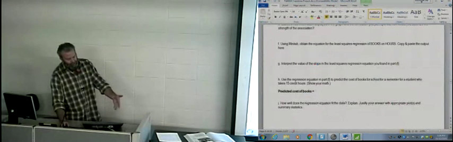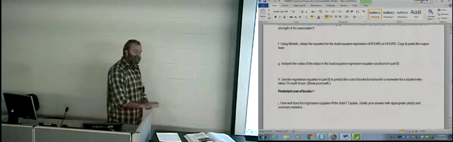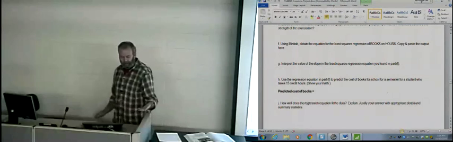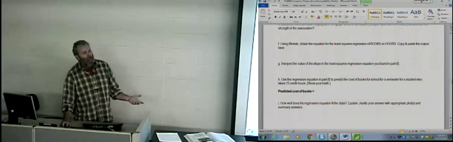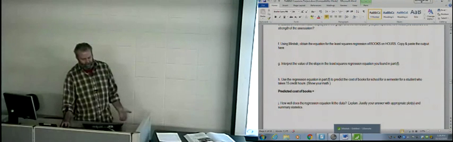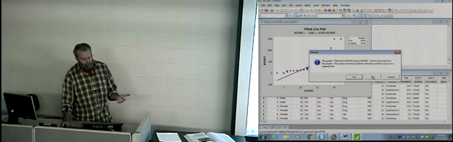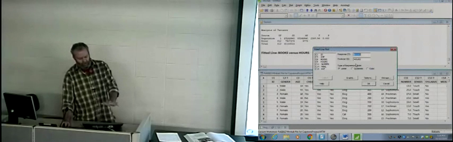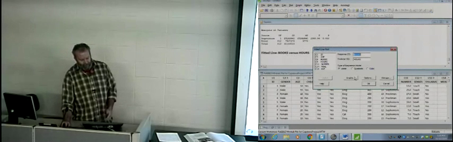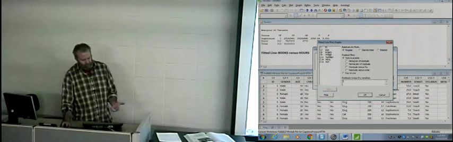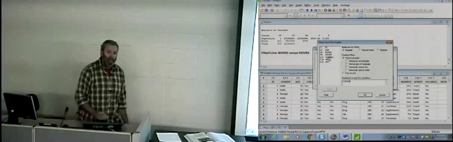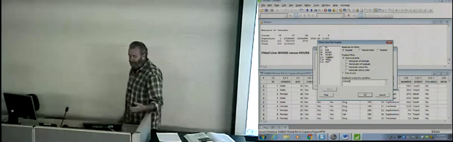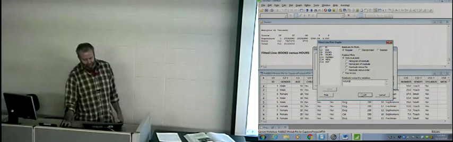Explain. Justify your answer with appropriate plots and summary statistics. The summary statistic you want is R squared. It tells you how much of the variation, 74.5%. What kind of graph would you make to show this picture? Well, I'm going to X this out and go right back to where I was. Stat, regression, fitted line plot. All that stays the same. You didn't change the variables. The graphs, I would like the residuals, and I'd like the residuals versus your explanatory variable. Remember that residual plot that we talked about? I mean, that's been a long time ago. That was in Chapter 5. Okay? If I click OK.